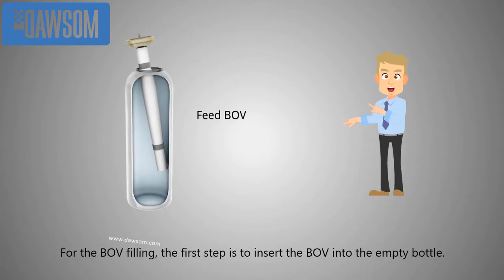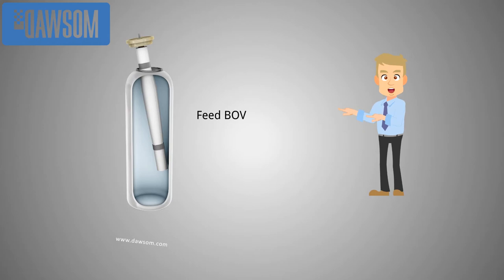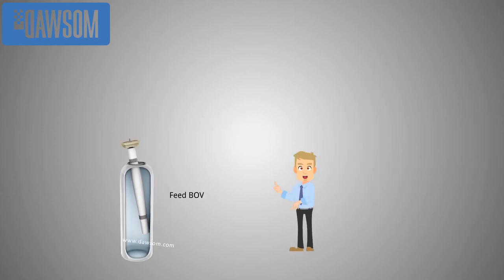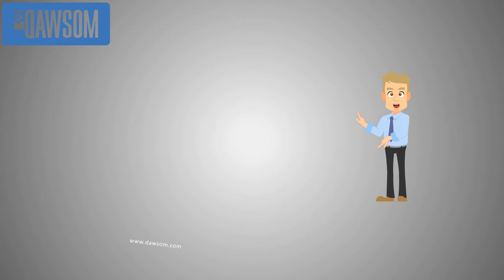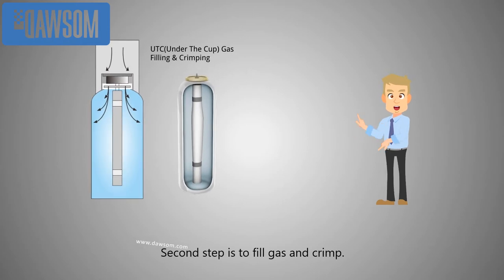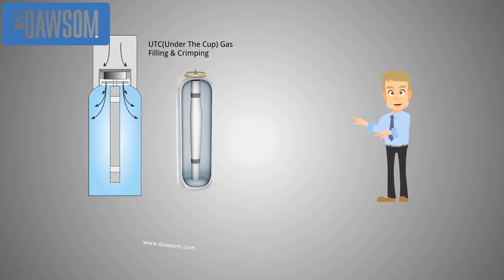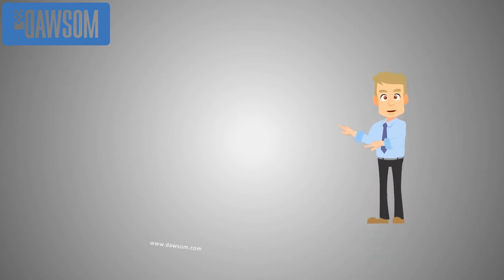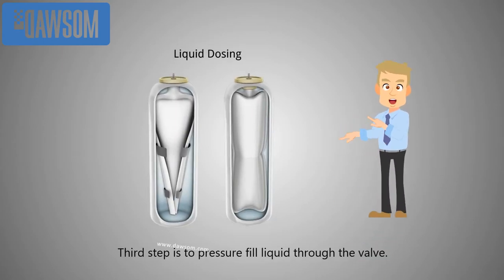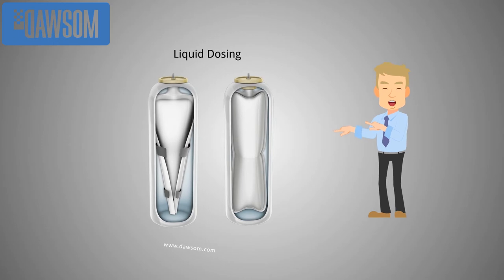For the BOV filling, the first step is to insert the BOV into the empty bottle. Second step is to fill gas and crimp. Third step is to pressure fill liquid through the valve.